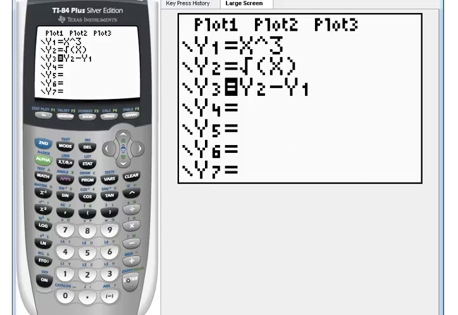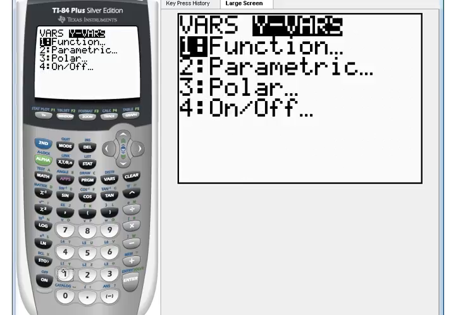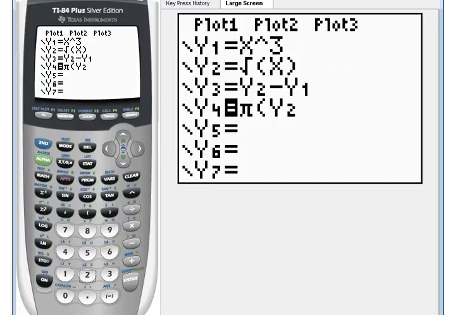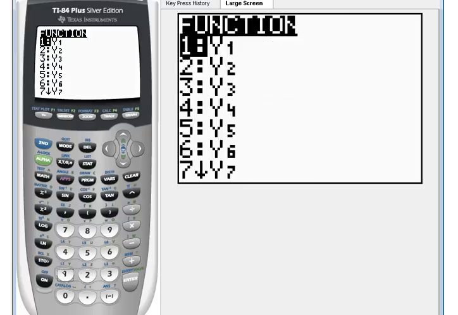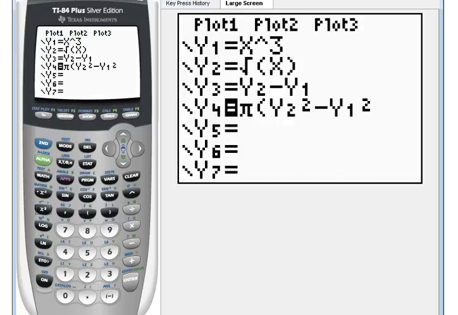So instead I'm going to disable that particular function that we just worked with, and now what I want is pi, and my capital R is just y2. So vars, y vars, function y2 squared minus vars, y vars, function y1 squared, close paren, and now I have the function that I'm looking for there. So that is the volume function.